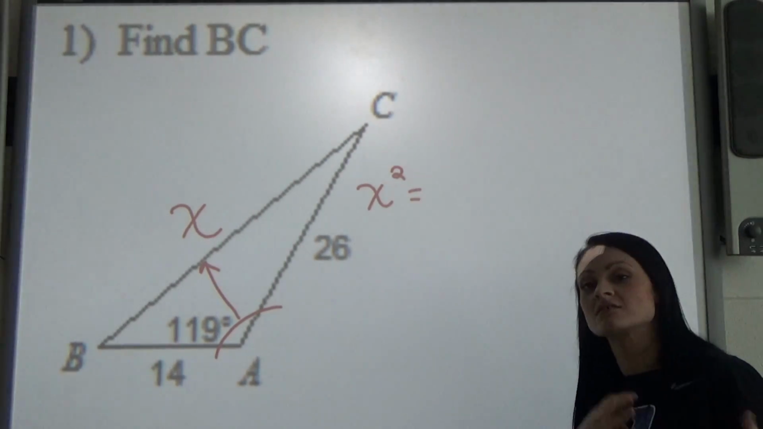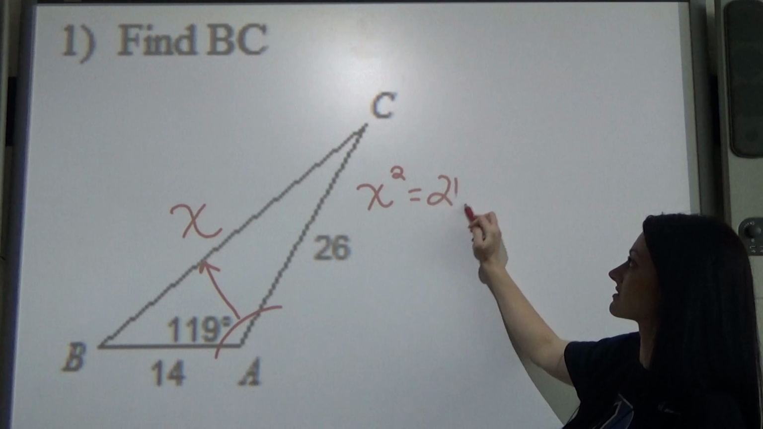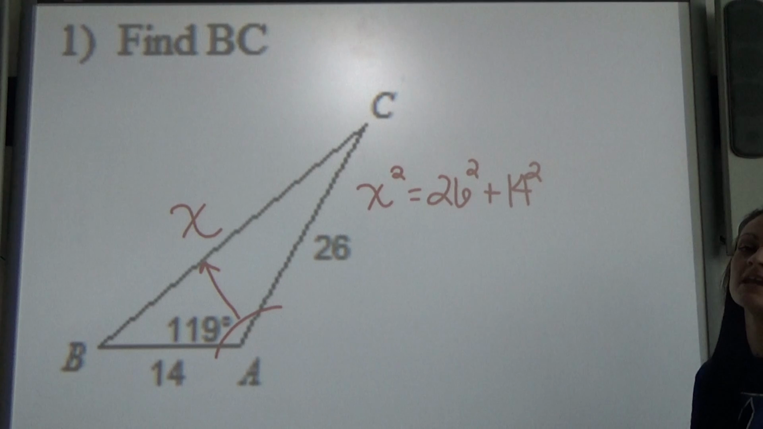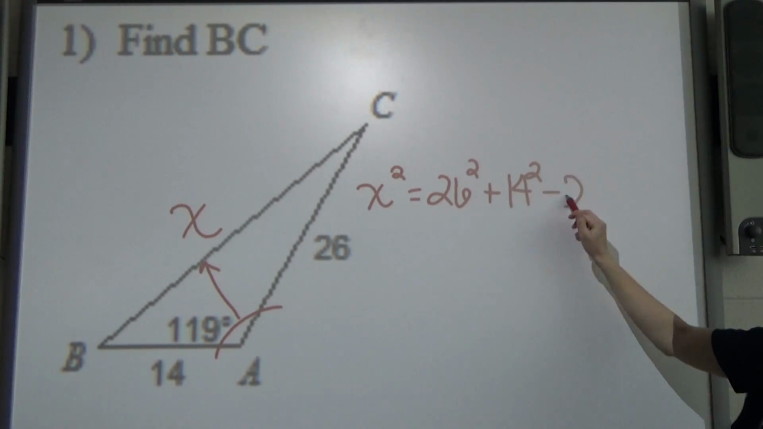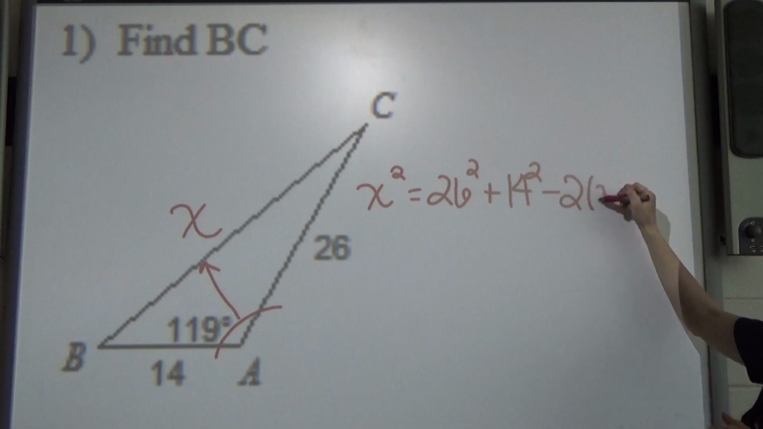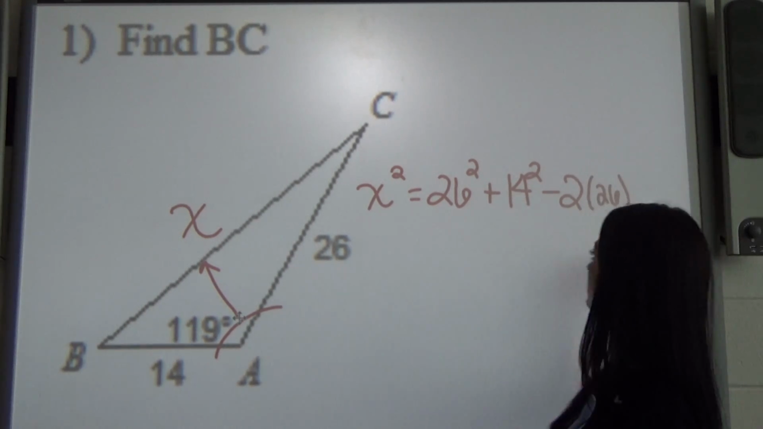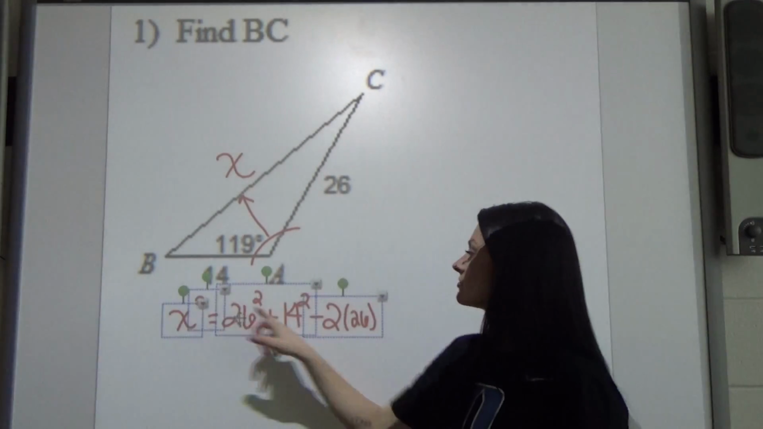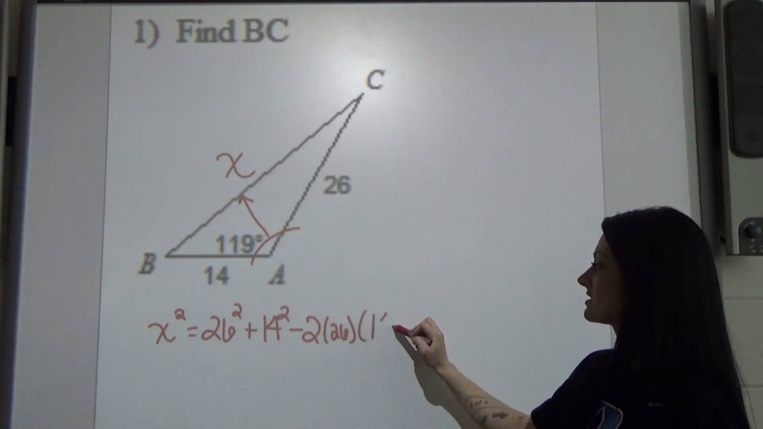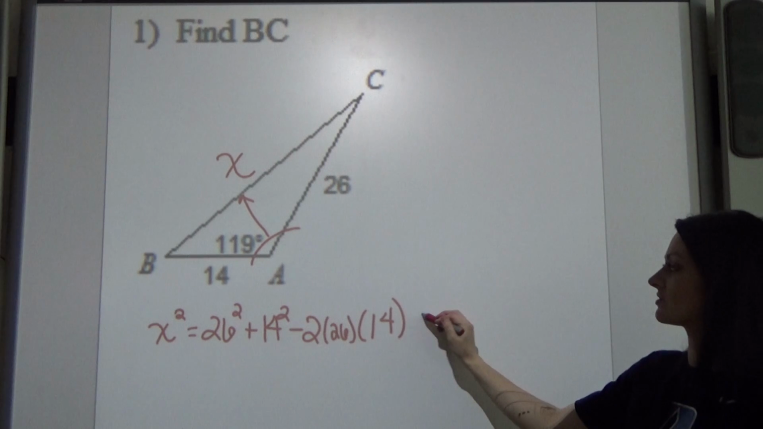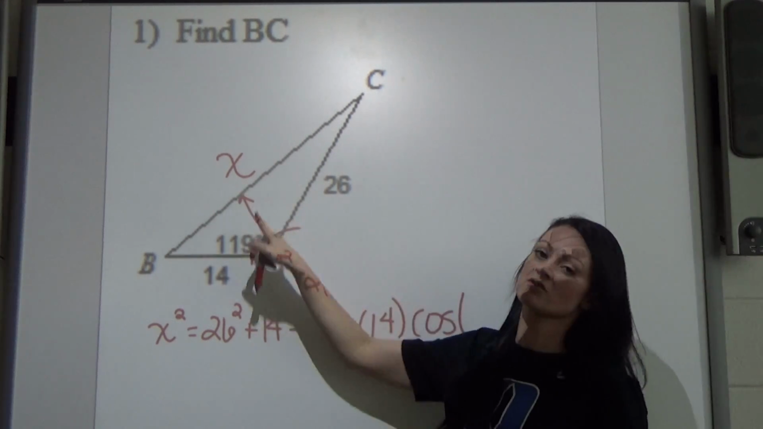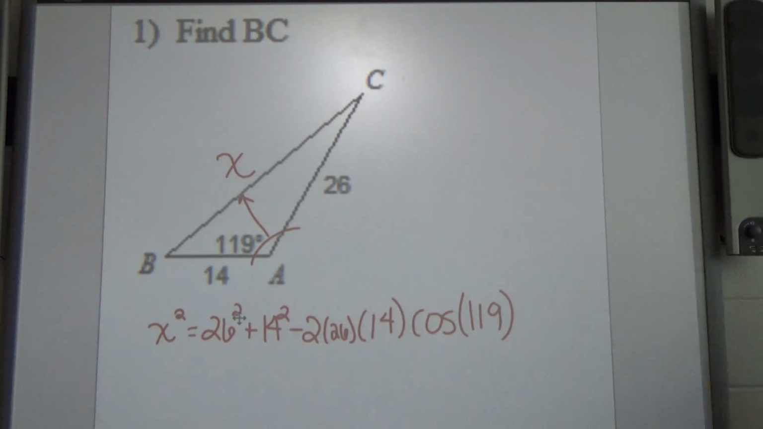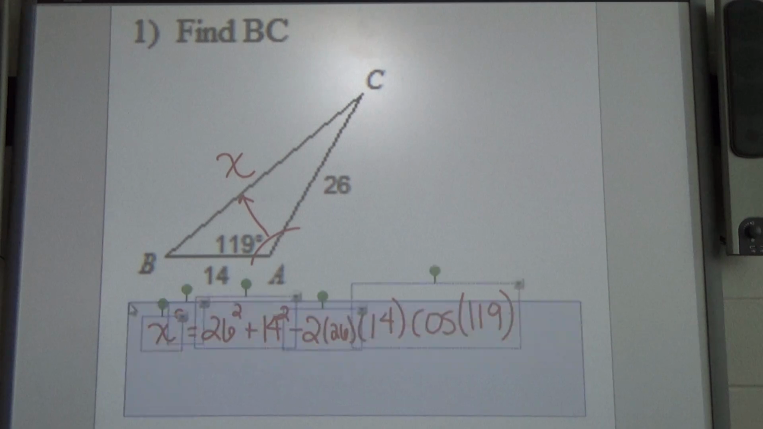And then the first part of this is just like Pythagorean theorem. So I'm going to have 26 squared plus 14 squared. Now is where trig comes into play because I have the minus 2 portion. It's going to be both of my sides, 26 times 14. Now I'm going to do the cosine of the angle that's across from x. And just to make sure that you can see that, I'm going to make that a little bit bigger.